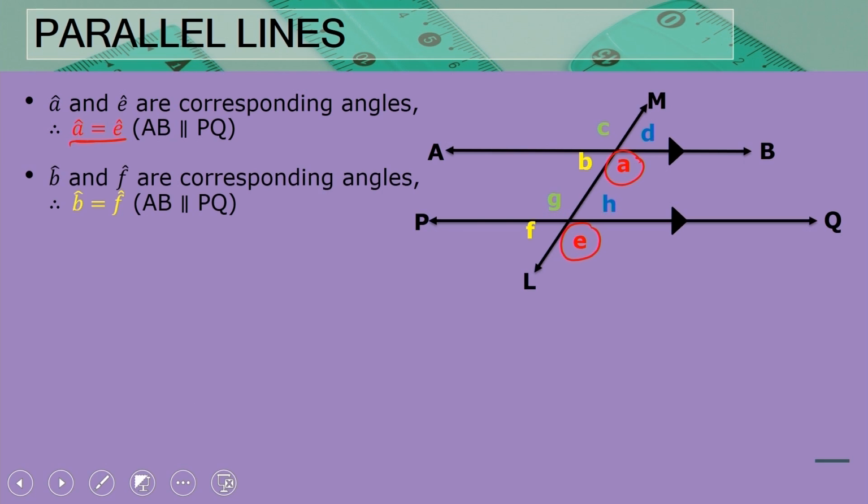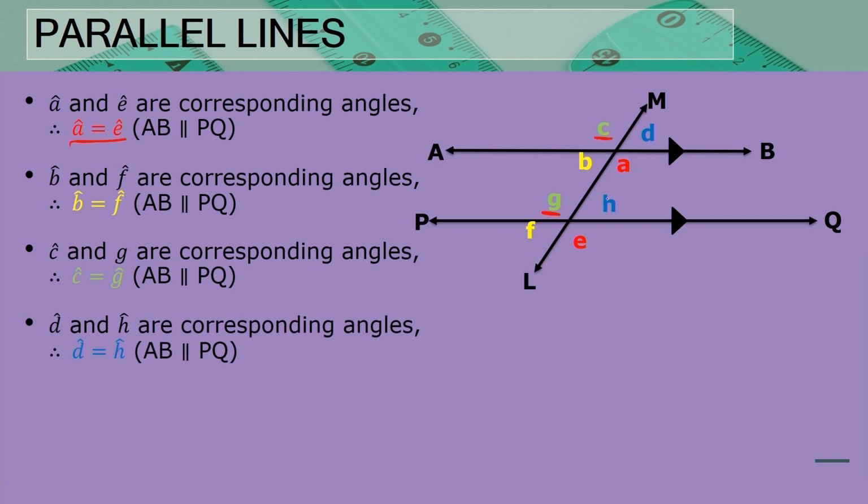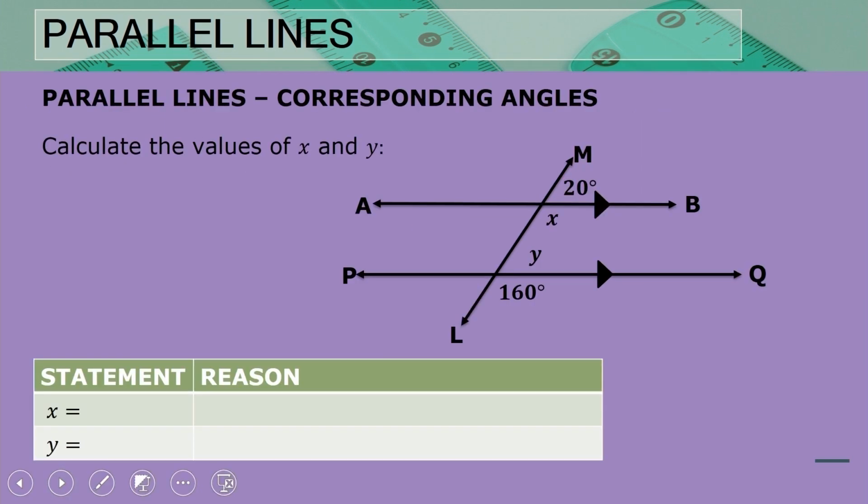The same can be said about angle B and angle F. They are corresponding, and we have parallel lines, which means that they will be equal. Of course, then we have angle G and angle C, and we also have angle D and angle H. Because they are parallel lines and because they are corresponding, that means that they are equal. Let's look at a calculation that is with corresponding angles where there are parallel lines.